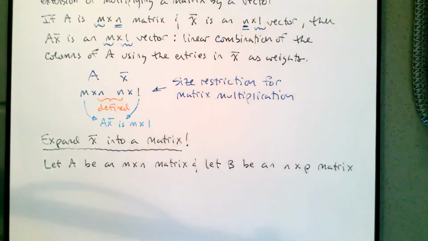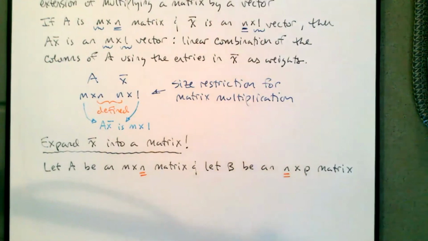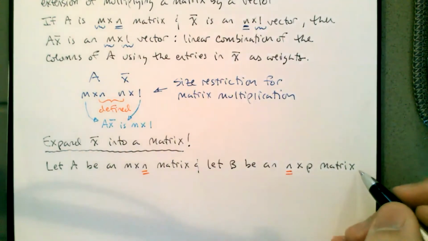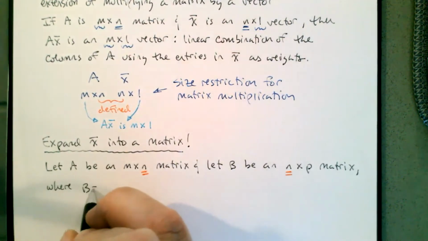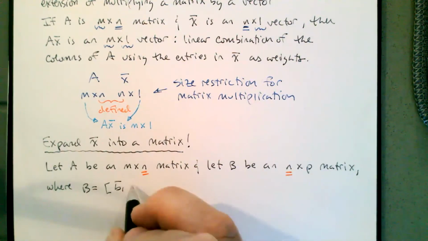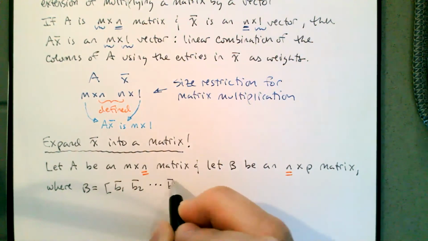So for the matrix multiplication to be defined, the number of columns of A has to equal the number of rows of B, because we're going to make linear combinations of the columns of A using the entries in the columns of B as weights. I'm going to specify the columns of B. So B is an n by p matrix, and we're going to say B has columns B1, B2, all the way out to BP.